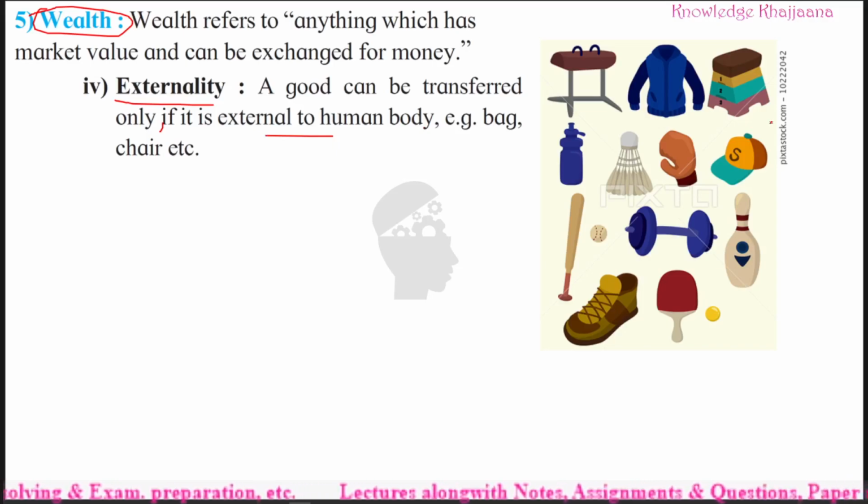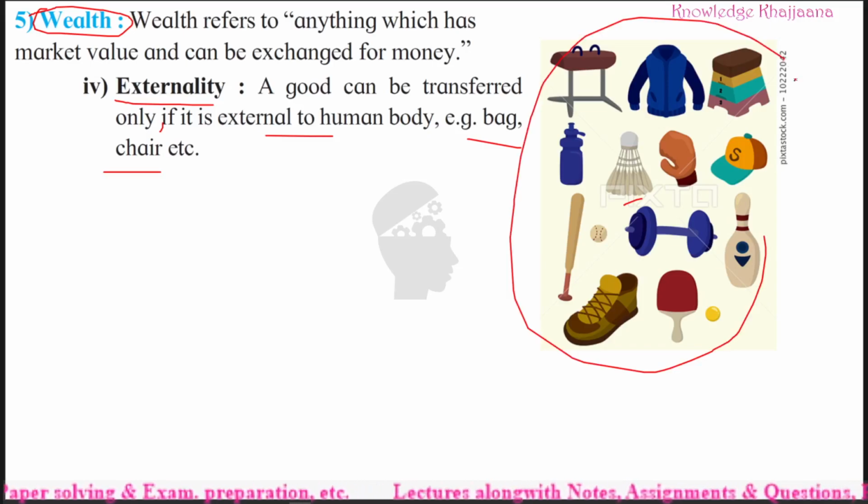Can we transfer our tongue? Can we transfer our nose? No. Can we transfer any body part from one place to another? No. The goods which are external to us can only be transferred. These are the different goods. It may be a bag, a chair, and many things. All the goods which have external characteristics can be transferred because value is hidden in them. So this is the last characteristic of wealth. These are the different characteristics of wealth.